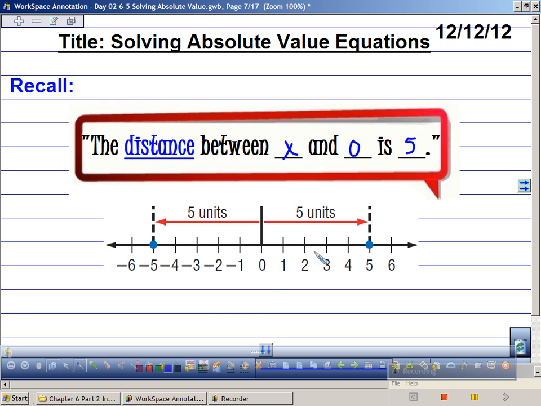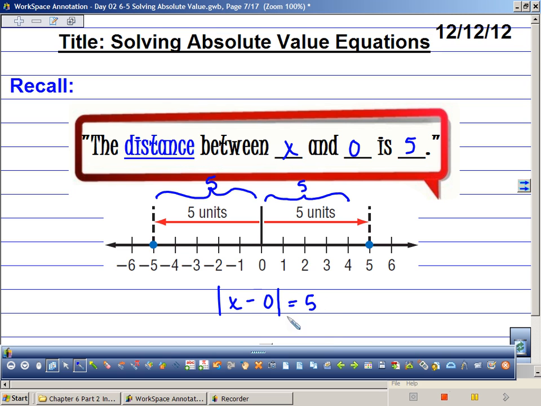So yesterday we talked about if we're 5 units in this direction and 5 units in this direction, then we would write that the absolute value of the distance between, that's why we have the subtraction sign, x and 0 is 5. But normally you would just see it written, the absolute value of x is 5.